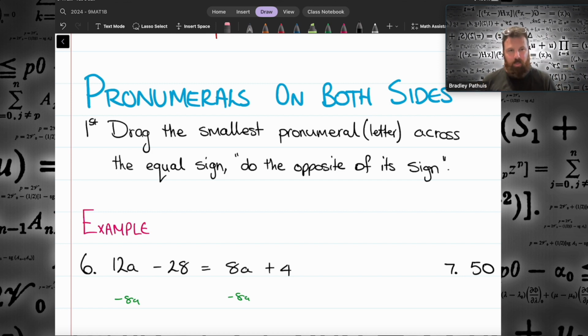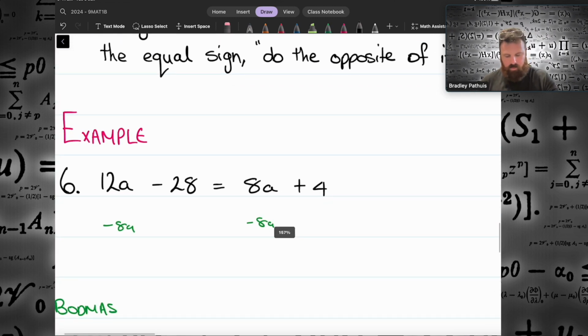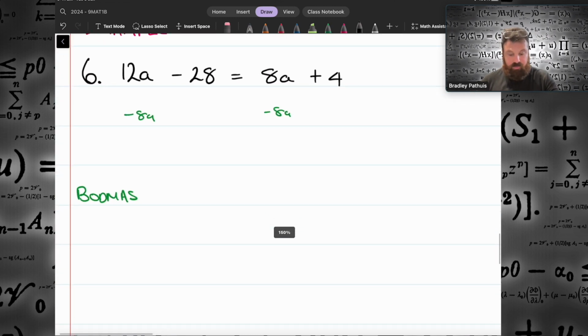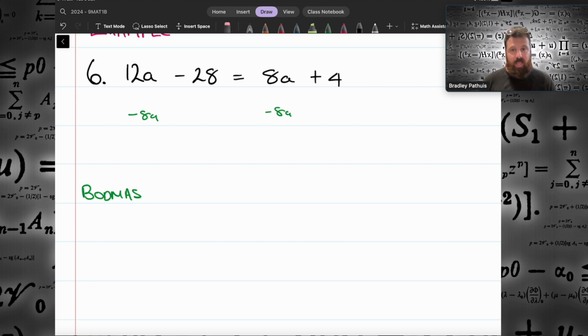I'm going to do that by doing the opposite of whatever its sign is. So if it's plus, I'm going to minus it. If it's minus, I'm going to plus it. So I'm just going to drag it across. Then after I drag it across, I check that all my pronumerals are together, and I can do all the steps that I've done previously. So in example 6 here, 12a take away 28 equals 8a plus 4.